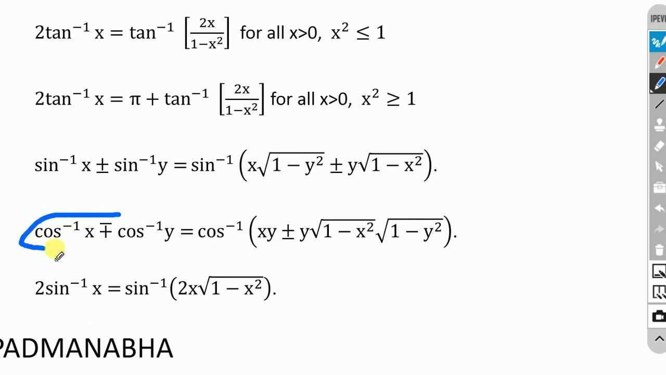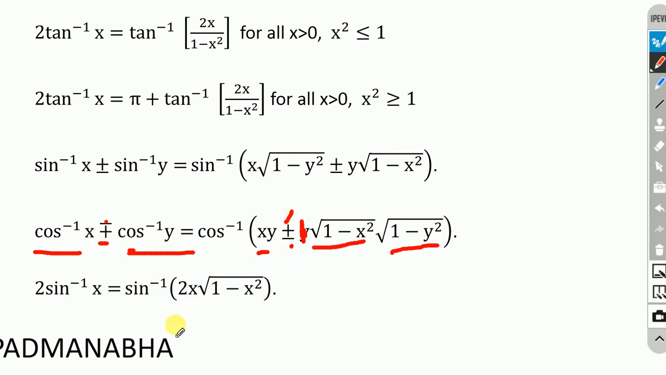Similarly, cos inverse of x minus cos inverse of y. Sorry, this is cos inverse of x minus cos inverse of y is equal to xy plus root of 1 minus x square into root of 1 minus y square. And cos inverse of x plus cos inverse of y is cos inverse of xy minus root of 1 minus x square into root of 1 minus y square. That is, if you have minus here, you will get plus on the right hand side, and if you have plus here, you will get minus on the right hand side.